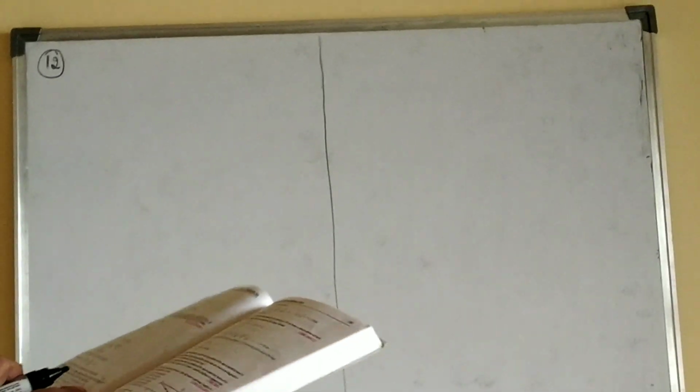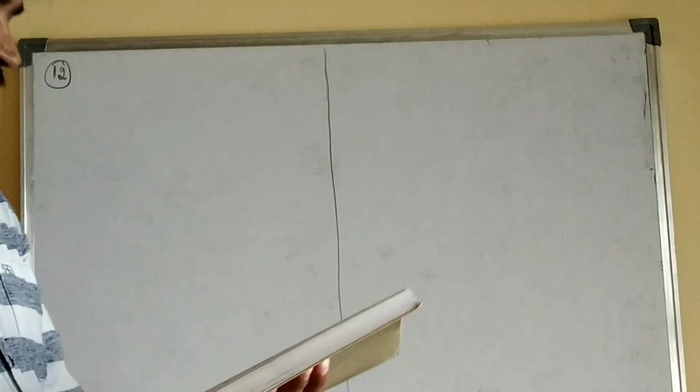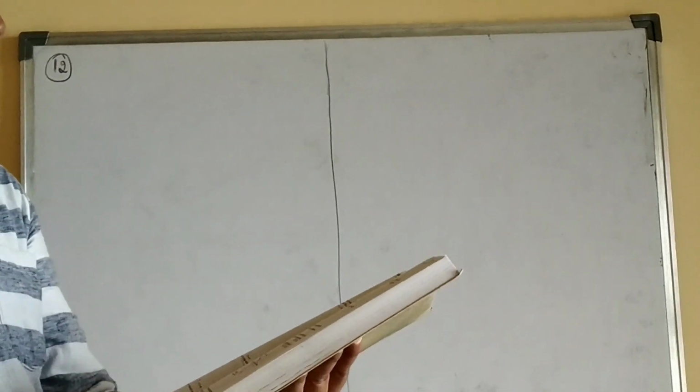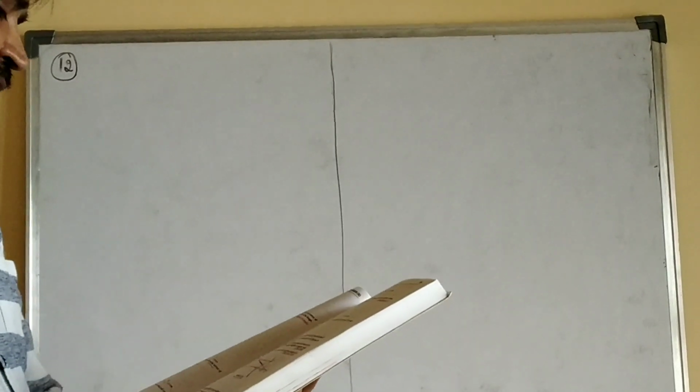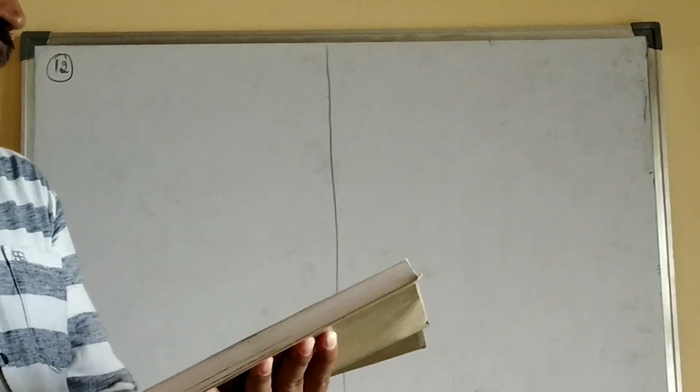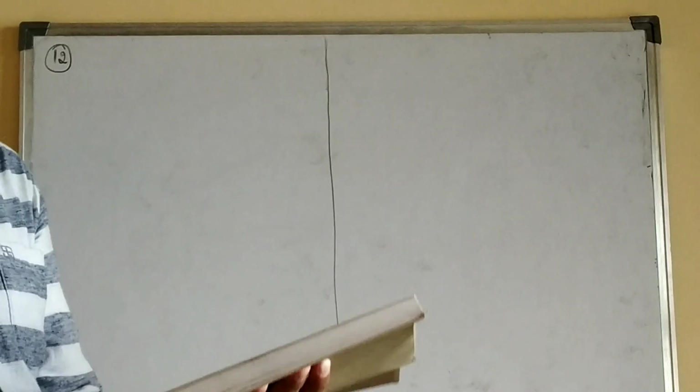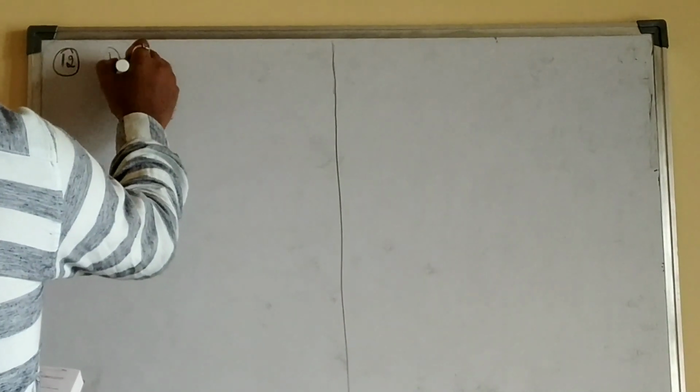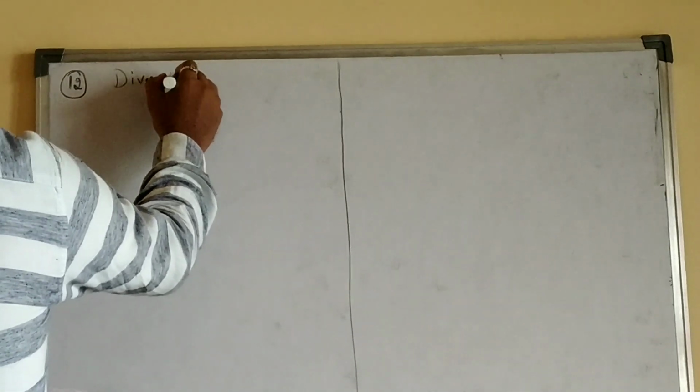Thank you. Okay students, now we will move to 12th problem. Now carefully listen to the problem. An arrow 2.5 centimeter high, arrow is object, is placed at a distance of 25 centimeter from a diverging mirror. So they have mentioned here diverging mirror.